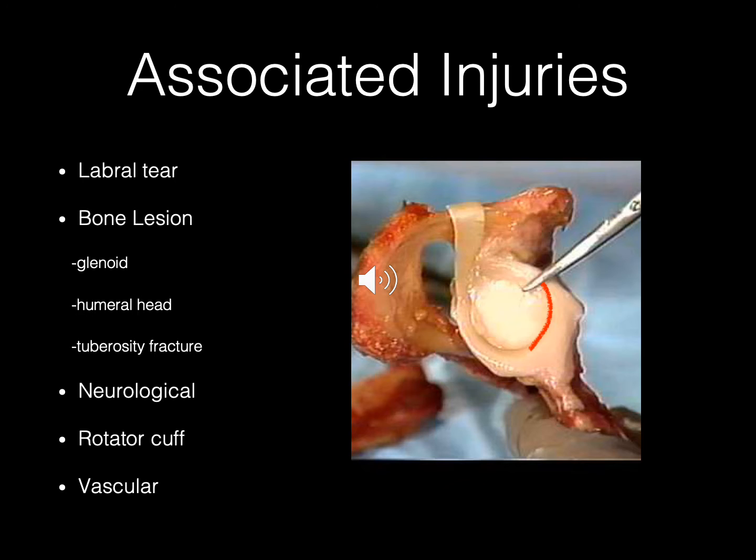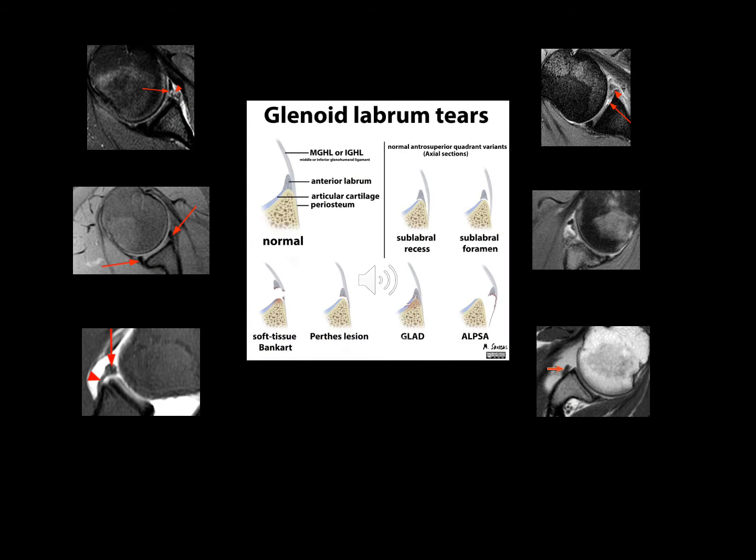So these are the common associated injuries, with the labrum being the most frequently involved. It's helpful to be aware of the terminology used with labral tears, with the standard soft tissue Bankart, with the displaced labral tissue, the Perthes lesion where the periosteal sleeve is intact, the GLAD lesion where there is disruption of the articular cartilage, and the ALPSA lesion where the labrum is medialized and healed in a rolled up position, which has a higher redislocation rate.